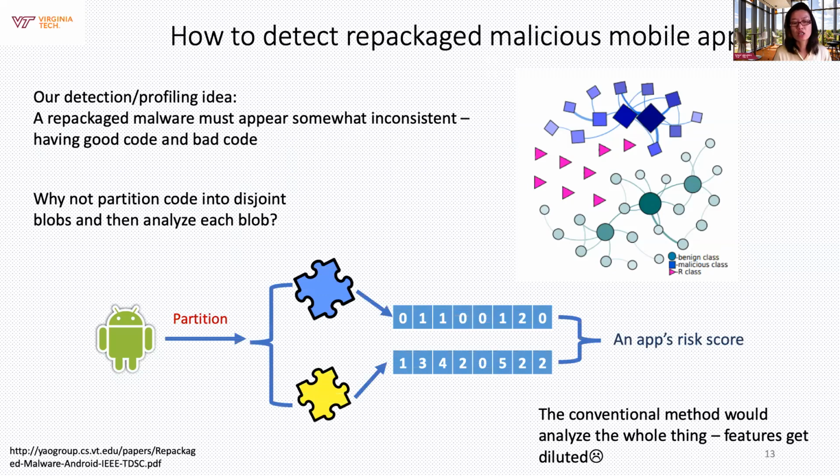We have this partitioning mechanism. It's just an approximation. We just look at the connectivity in the form of function calls, method calls. If you have a class that calls methods in another class, then it's connected. And if you have some class that does not interact with other classes, then we say this is a separate blob. And then we analyze each blob separately and give it a risk score.